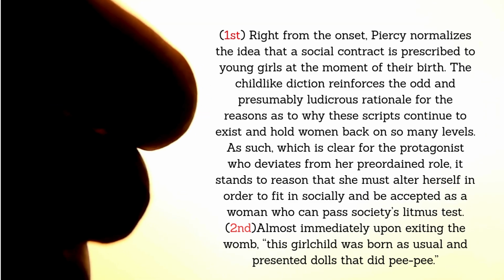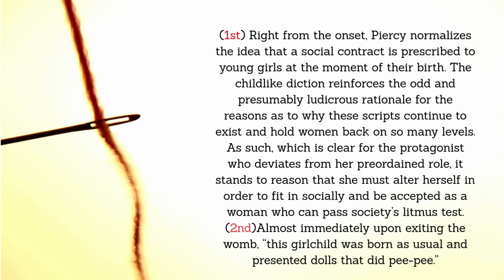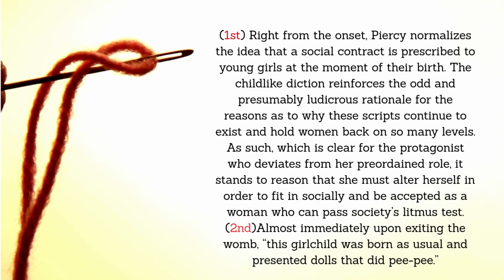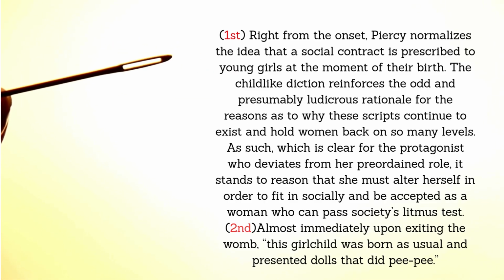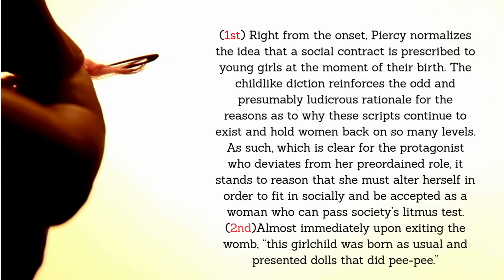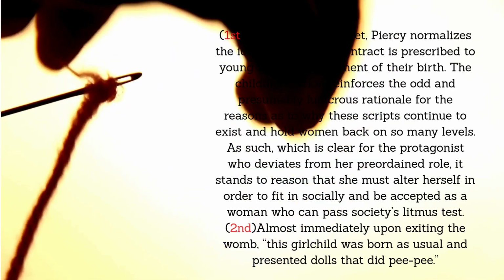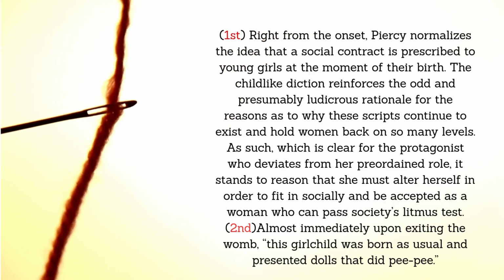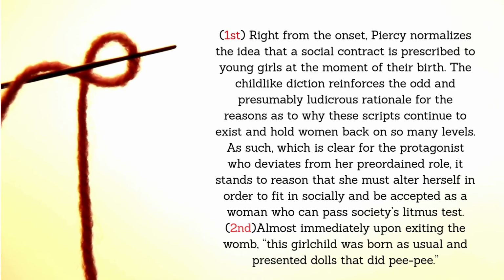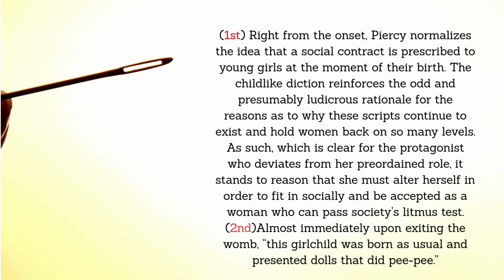So here is the first premise. Right from the onset, Percy normalizes the idea that a social contract is prescribed to young girls at the moment of their birth. The childlike diction reinforces the odd and presumably ludicrous rationale for the reasons as to why these scripts continue to exist and hold women back on so many levels. As such, which is clear for the protagonist who deviates from her preordained role, it stands to reason that she must alter herself in order to fit in socially and be accepted as a woman who can pass society's litmus test. So that is the first premise.